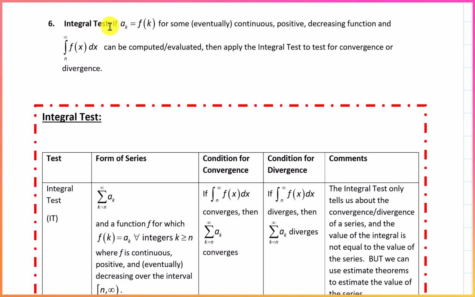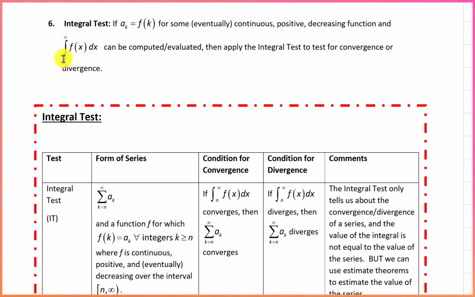And so this again is very specific. If we happen to have a function that can model the terms of our series, and that function is eventually continuous, positive, and decreasing, and we can actually take the integral, right? It's very specific. We have to have all these conditions met.